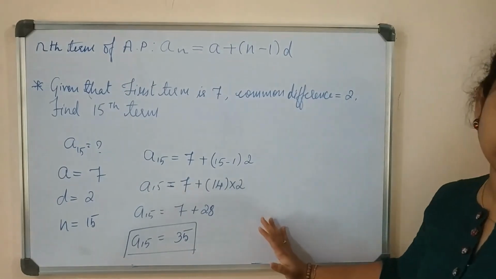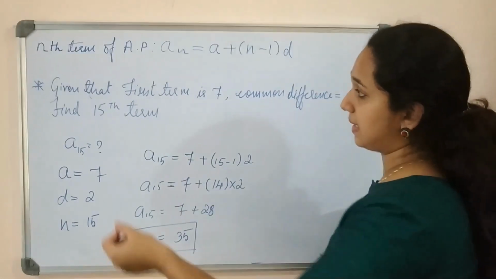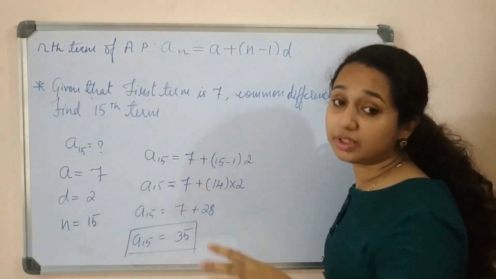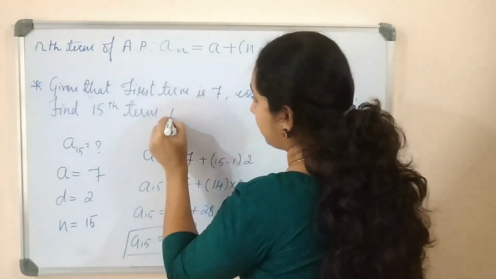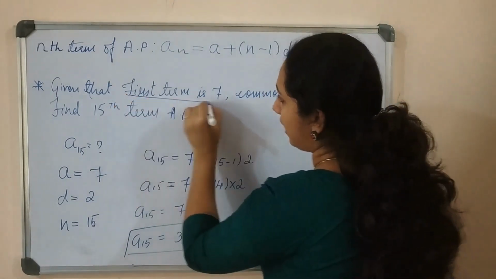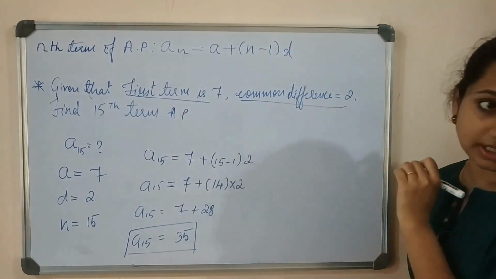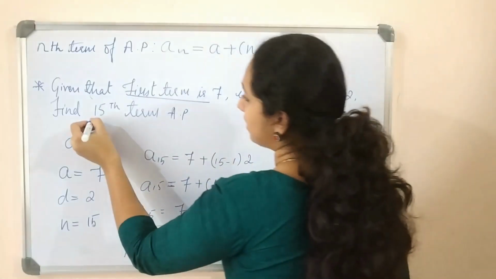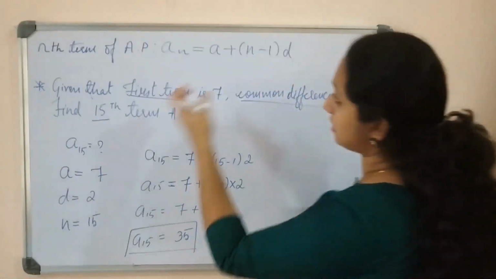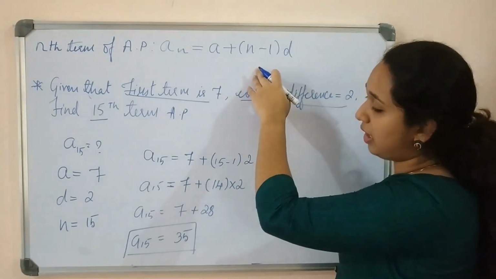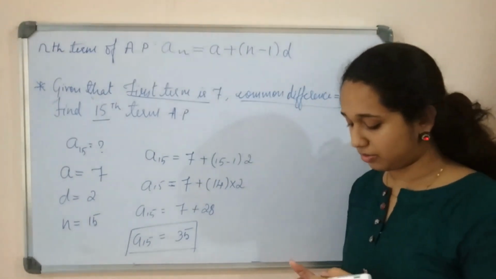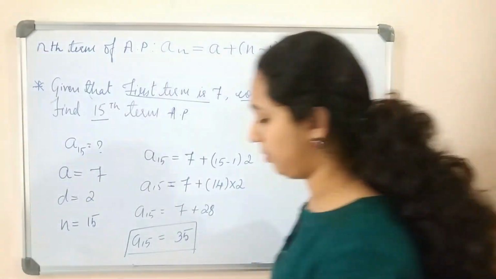This is one of the simple problems. I'll explain once again. If they have given us a question that we have to find the 15th term of the AP, what data have they given us? They have given us A, the common difference D, and with that they have given us n. So I'll take all this data, substitute it in the given formula, and obtain the answer. Okay, I hope you guys have understood this. We'll move on to the next problem.